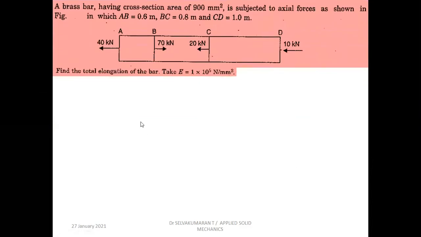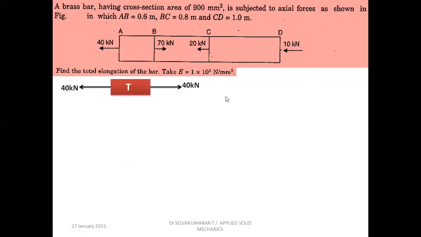Next problem: a brass bar having cross-sectional area 900 mm square is subjected to axial forces as shown in the figure, in which AB is 0.6 meter, BC is 0.8 meter and CD is 1 meter. It is subjected to loads as shown in the figure. We have to find the total extension or total elongation of the bar. Young's modulus is 1 into 10 power 5 Newton per millimeter square.